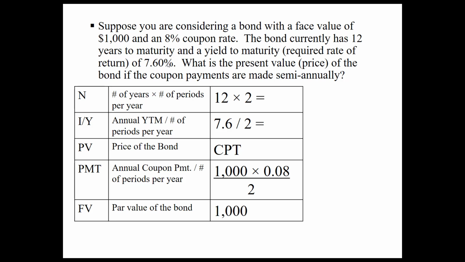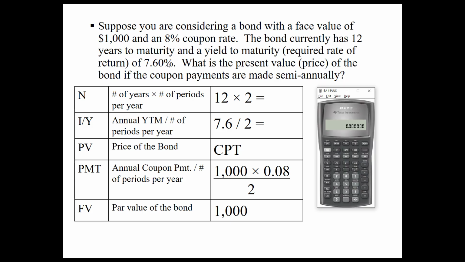And so if we want to use our BA2+, the first thing that we do anytime we're working with the time value of money register or worksheet, we hit second and clear time value of money. The next step is to enter our N. So we're going to hit 12 times 2 equals, and then once we have the number, we're going to hit what we want it to be the input for. It's important to hit equals there. If not, it will store the last number. So make sure that you hit equals.